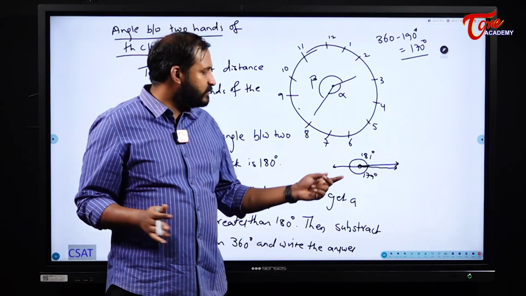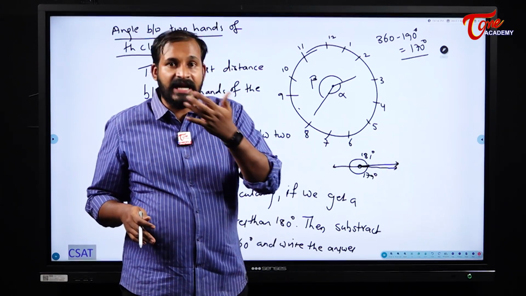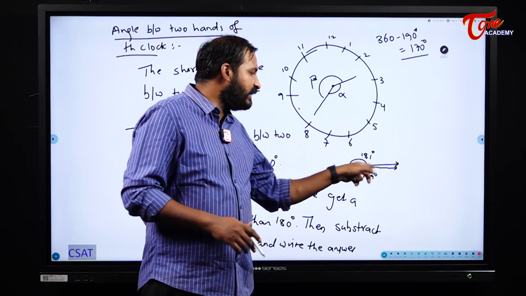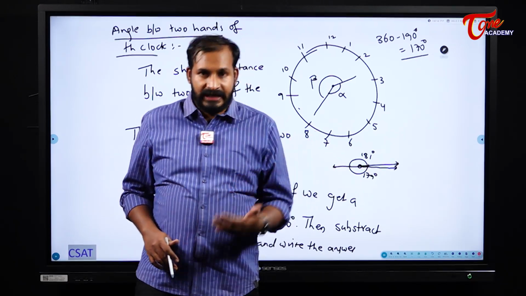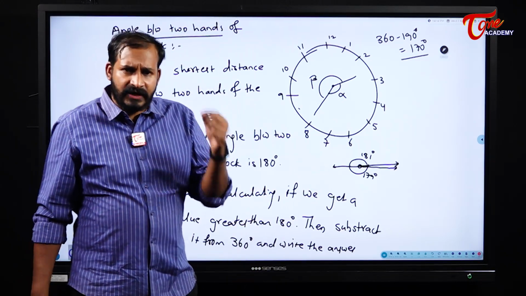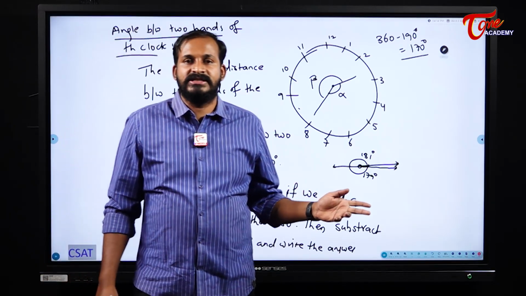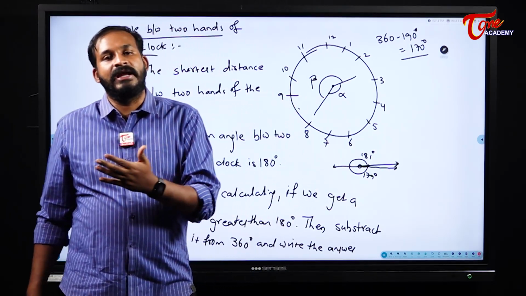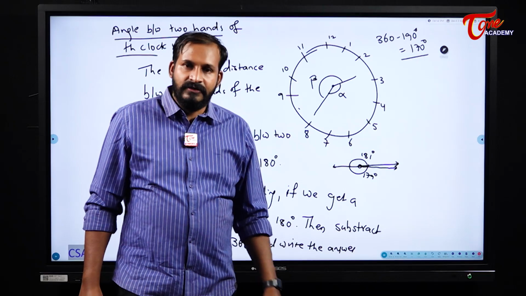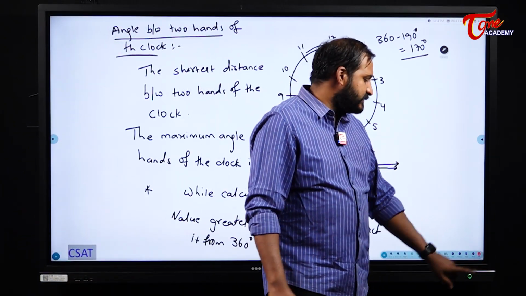The maximum possible is a straight line. After the straight line, obviously it will once again start decreasing from the other end. At one end it increases, from the other end it decreases. So if you get a value greater than 180 degrees, say 180.5, please subtract it from 360 and write your answer as 179.5 degrees. Understood? The maximum angle possible between two hands of the clock will be 180 degrees.